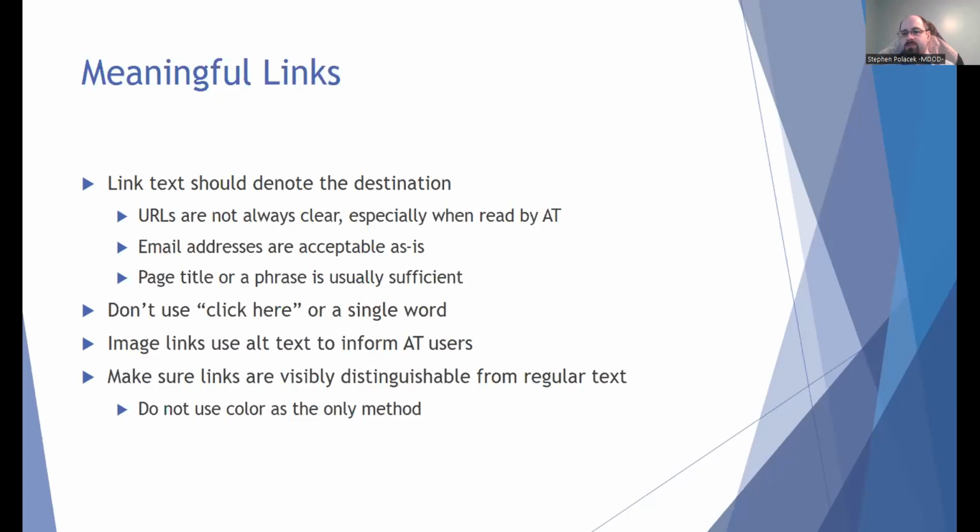Final point for this is we want to make sure our links are visibly distinguishable from regular text. Use the default underline, that change in color, but we want to make sure that we're not using color as the only method, because someone who is colorblind might not be able to distinguish the difference. They might not think it's a link, so having an underline or maybe a box around it or something like that in order to clue in people to the fact that this is a link, you can use it.